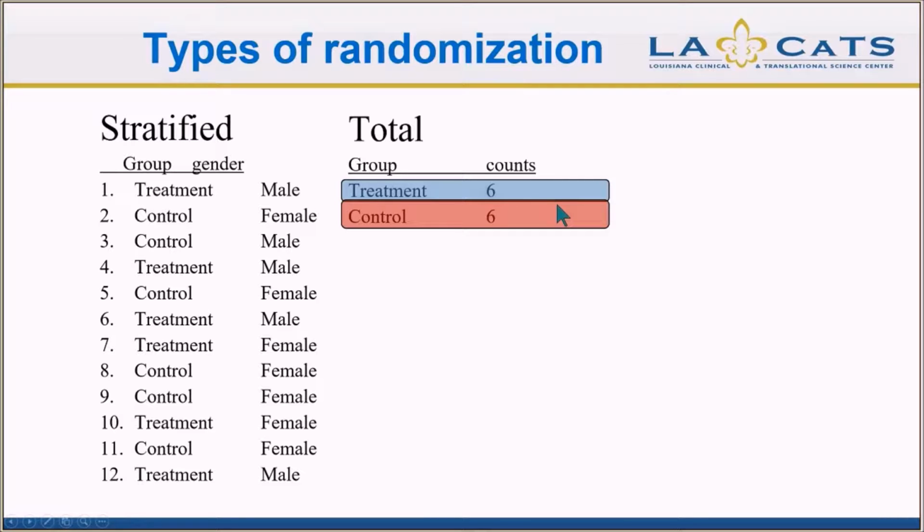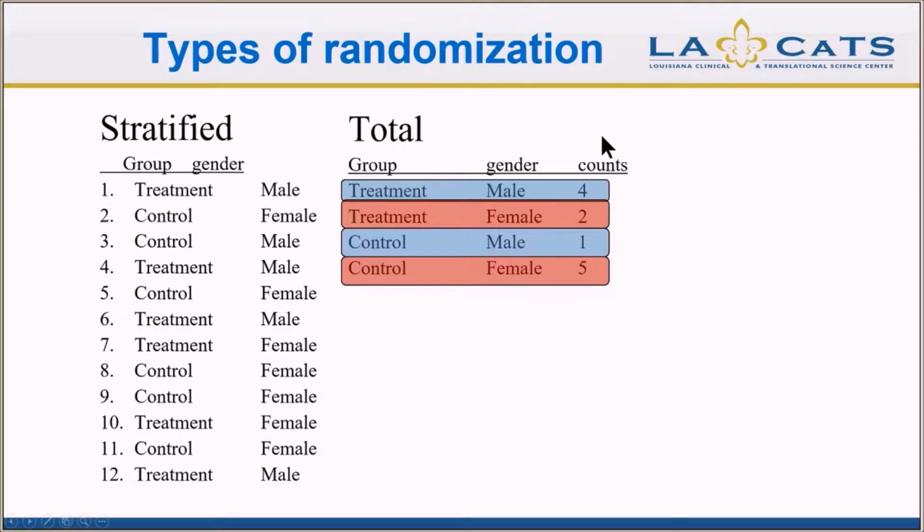So let's take this next example I have. If we look, I have 12 subjects that are randomized. And then we say we have 6 treatments and 6 controls. Great. That's equal number of treatments and controls. That's what I wanted. However, gender may be an effect. So let me break that down by gender. Now on this next slide, you see that there are 4 males in the treatment group, but only 1 male in the control group. So this may create some imbalance, and we get the opposite imbalance. 5 females in the control and 2 females in the treatment.